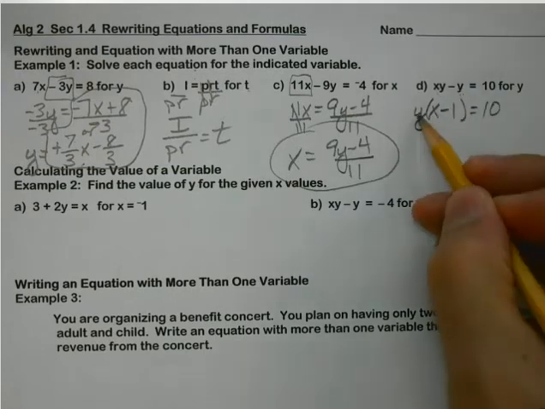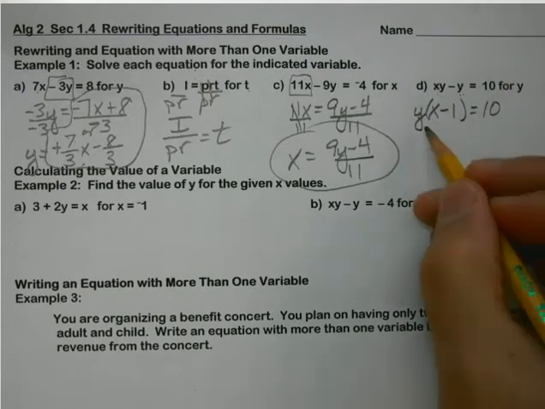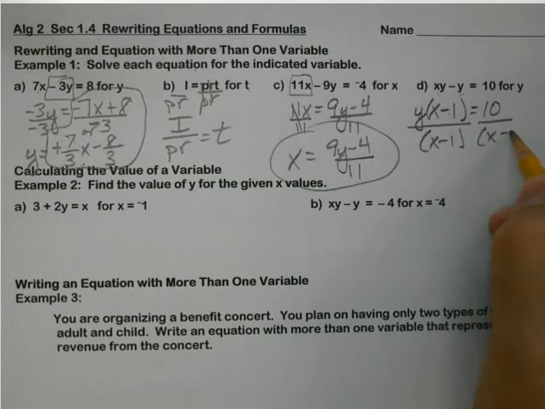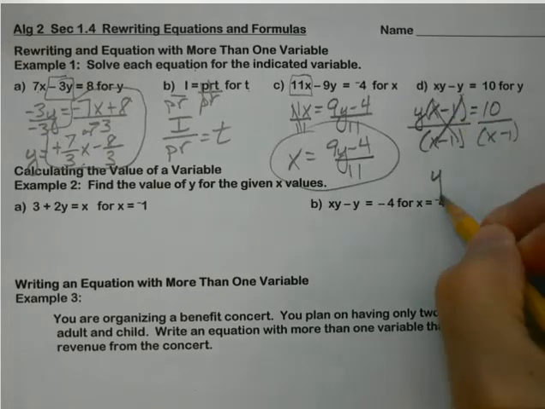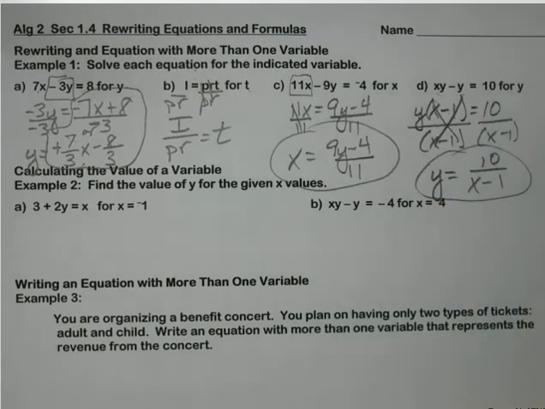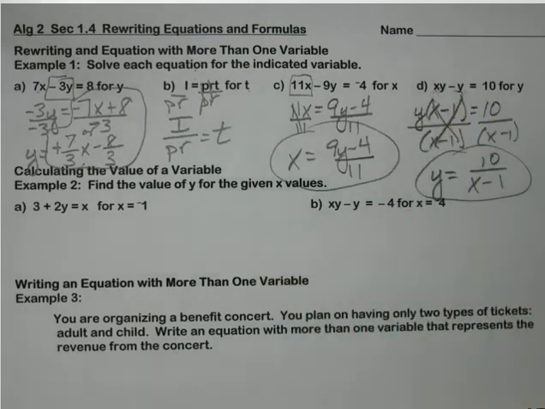Now I only have a single y. And since I'm multiplying it by x minus 1, what's the opposite going to be? Well, divide by that. And I get to my solution. So when you're doing these, you cannot have the variable that you're solving for as part of your answer. Sometimes a lot of thinking is involved here with just getting that y on its own. A little bit of manipulating.